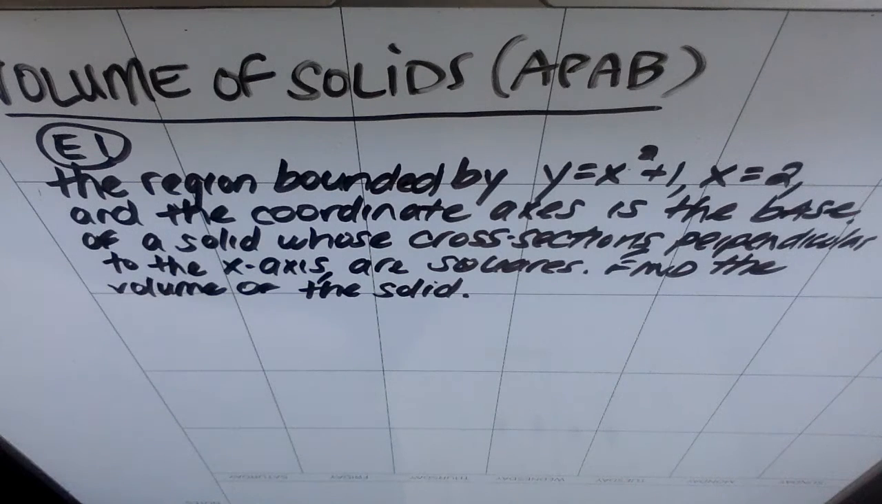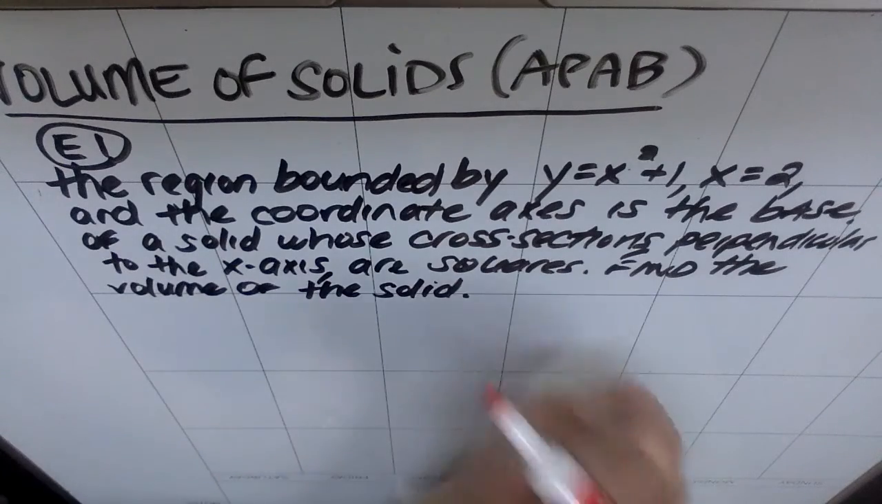All right, so we're going to do our first example of volume of solids. This is a cross-section problem, which will be obvious as I start reading the problem to you. The region bounded by y equals x squared plus 1, x equals 2, and the coordinate axes is the base of a solid whose cross-sections perpendicular to the x-axis are squares. Find the volume of the solid.